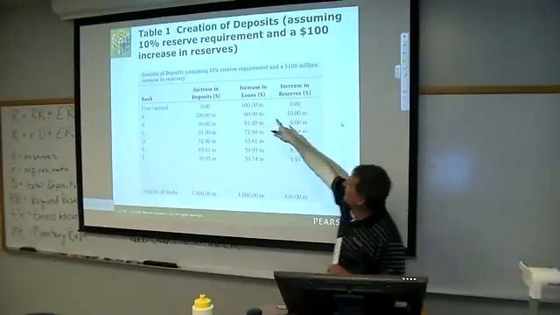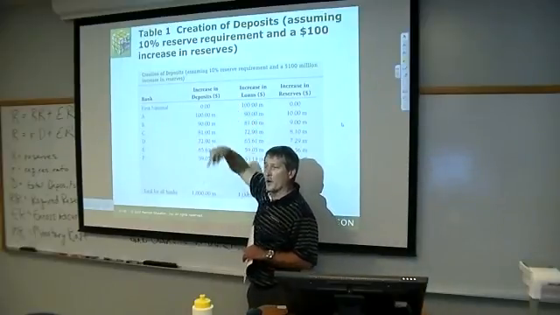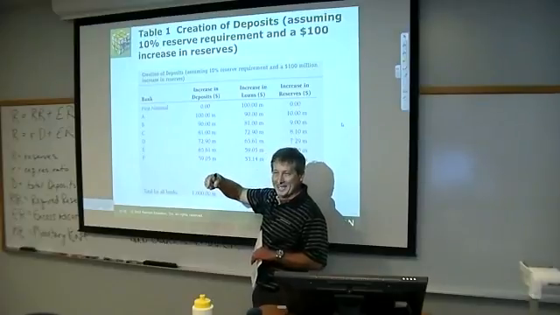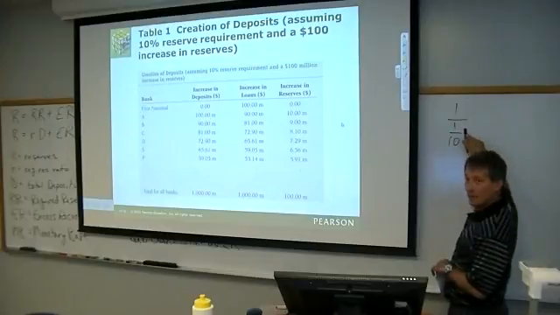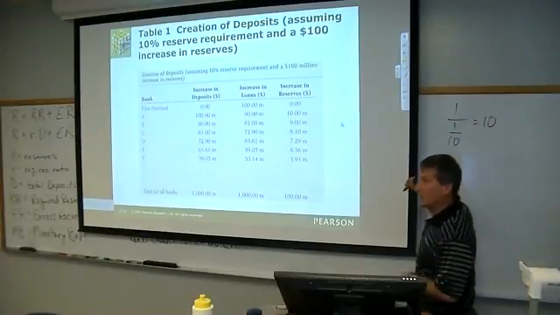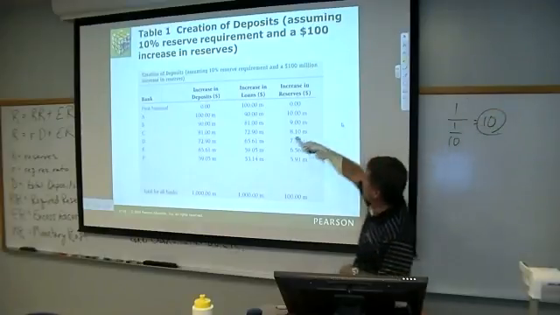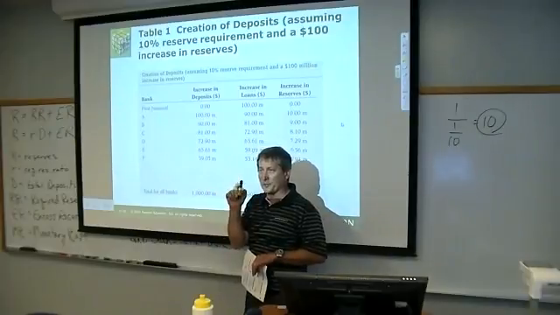So in this example, 10% is the required reserve ratio. 1 over 0.1 or 1 over 1/10, because this is 0.1. Flip that over, equals 10. So the simple deposit multiplier is just 1 over the required reserve ratio.